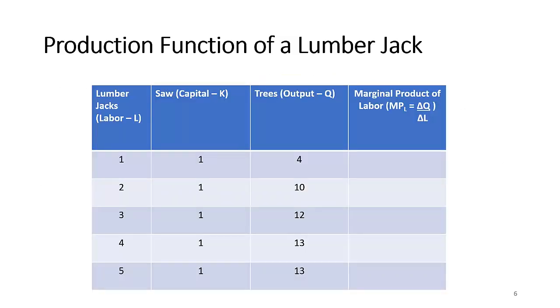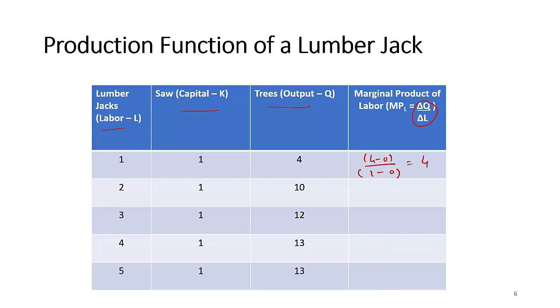Initial example where I had again number of labor, capital, saw, fixed, right? Trees is the output. What I'm doing here, I'm calculating the marginal productivity of labor. So when you hire the first labor, how much is your marginal productivity? It's nothing but change in output over change in L. How much is the change in output? Change in output is 4 minus 0 because you didn't produce anything before that. Change in labor is 1 minus 0 because you just hired the first labor. So marginal productivity is 4.